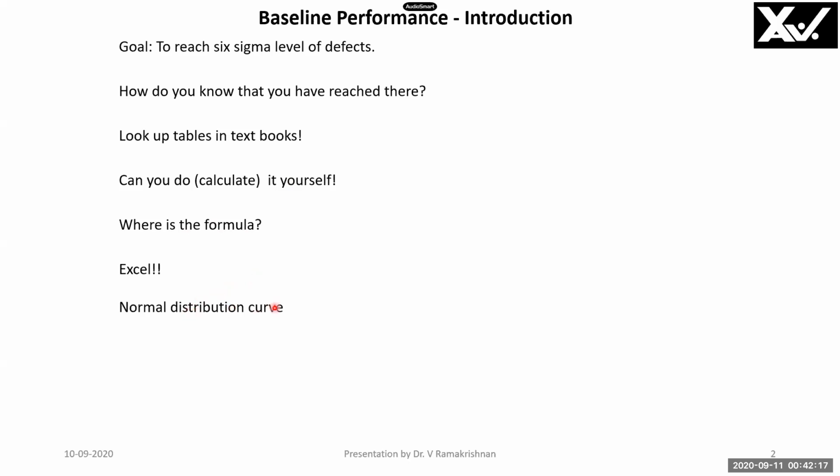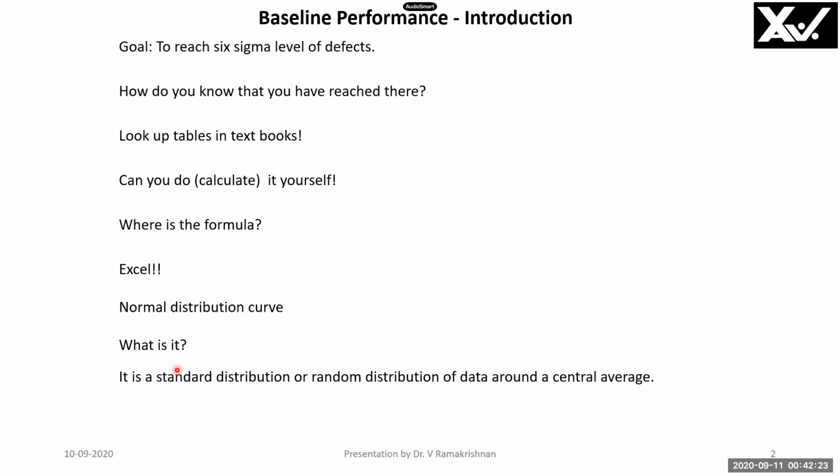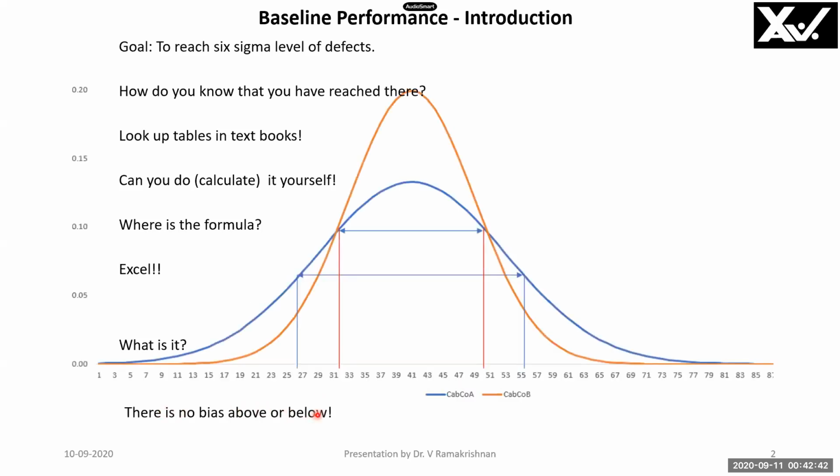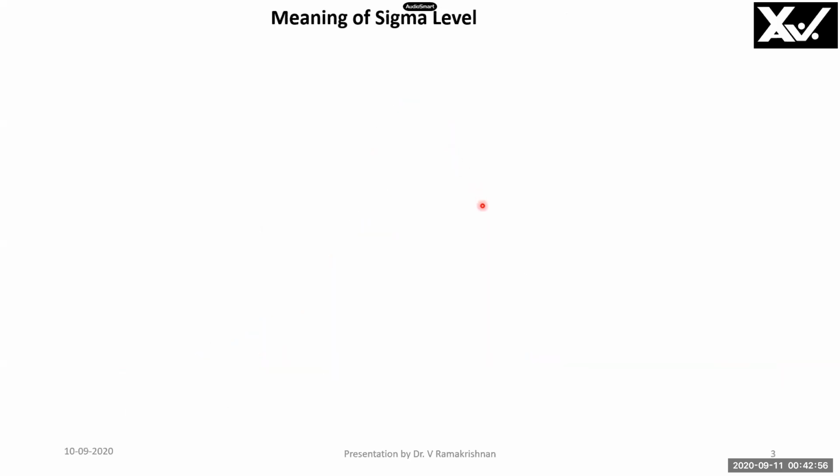Now, a normal distribution curve is used because all the samples follow normal distribution curve. What is a normal distribution curve? It is a standard distribution or random distribution of data around a central average. So there will be a mean value. Around this mean value, that is average value, the values will be clustered on either side with no bias on either side. So there will be no bias above or below the average. Now, 2 examples I have shown. This red one is having a small standard deviation. The blue one is having a larger standard deviation. So this one is a good process because of a smaller standard deviation.